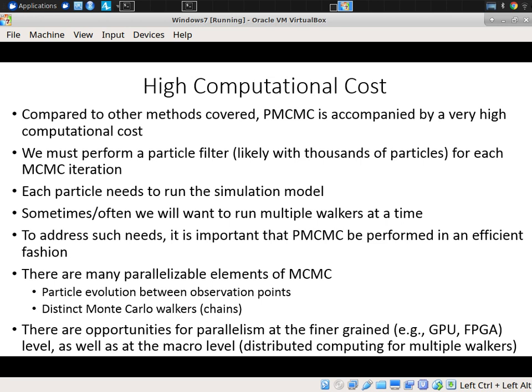We have to perform a particle filter on every MCMC iteration. The particle filter goes from time one to time t, every MCMC iteration. Each particle needs to run the simulation model, right? Each particle is running the simulation model forward. Sometimes you want to run multiple MCMC walkers, multiple chains at the same time, because you want to compare their statistics to discover if it's converged. And there are some very nice ways of doing this. So it's important that it be implemented in an efficient fashion.